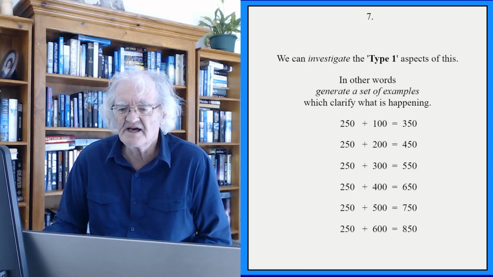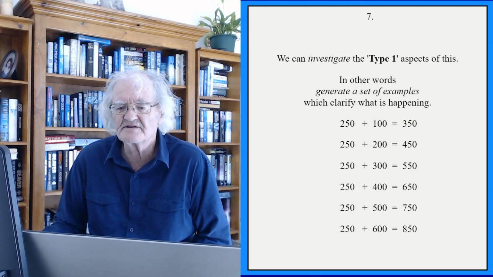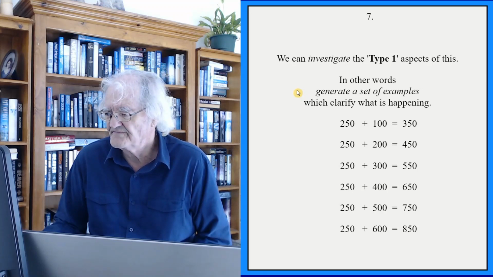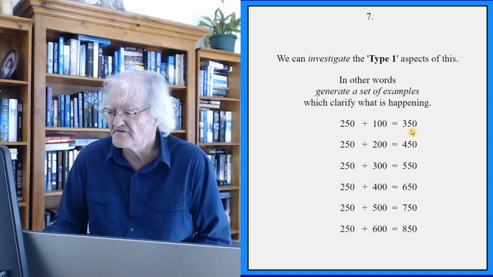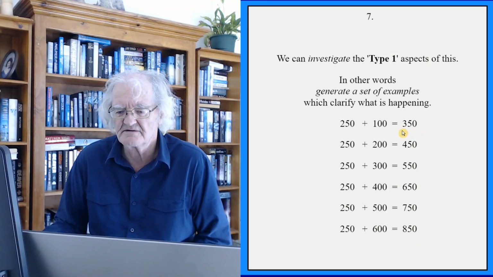We can investigate the type 1 aspect of this by generating a set of examples. These clearly indicate possibilities that can happen. So if we have one panel, $350 for the total cost. 2 panels, 450. 3 panels, 550. And we can make other convenient examples as well.